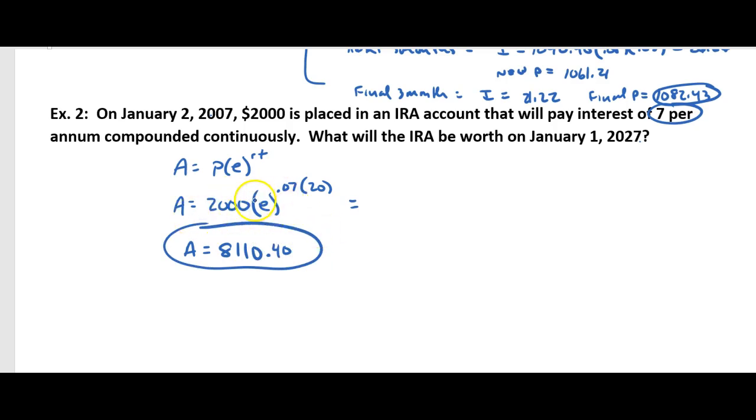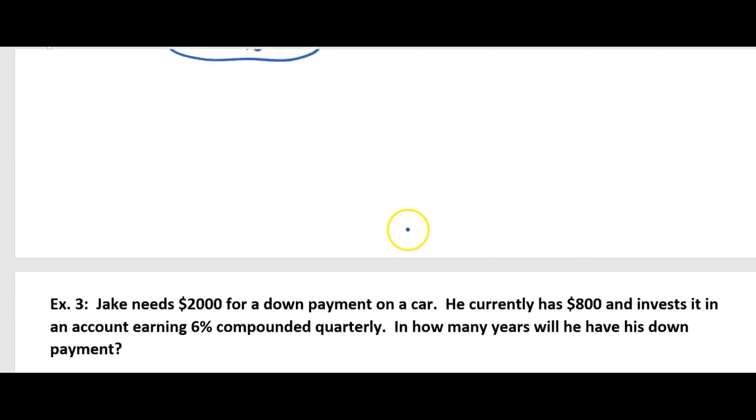This is why you should save all your money and invest it now. All right, so basically for sitting on your couch doing nothing, your account balance went from $2,000 to $8,110.40.